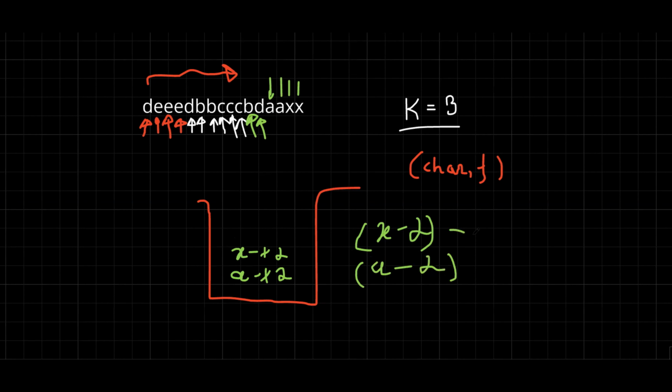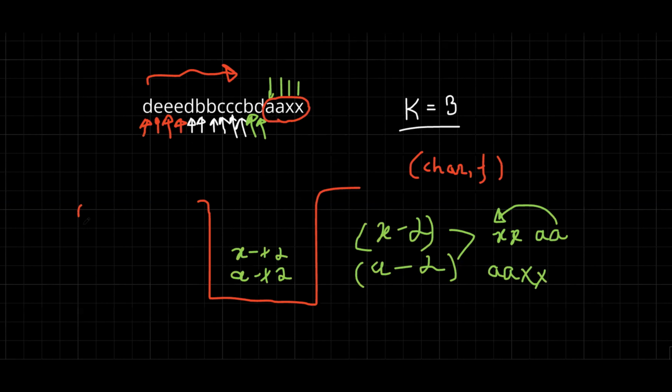So here the answer will be, first we have to add 2 of the X, then we have to add 2 of the A, and if we reverse it, then the answer will become AAXX, which is exactly equal to the expected output.